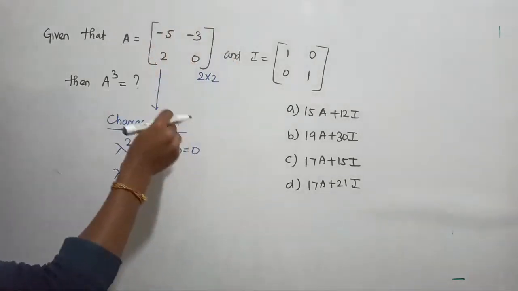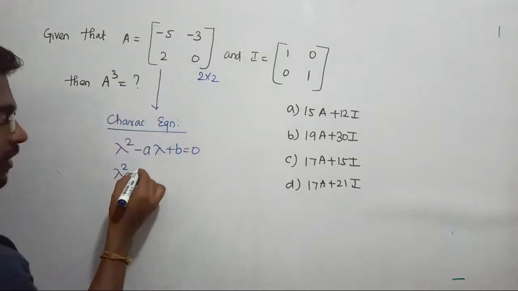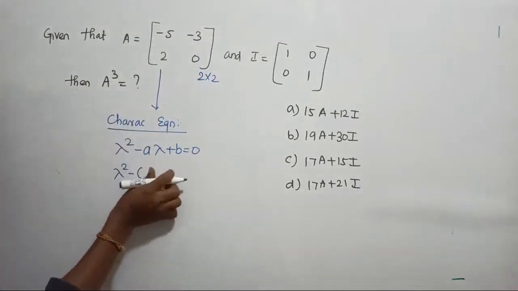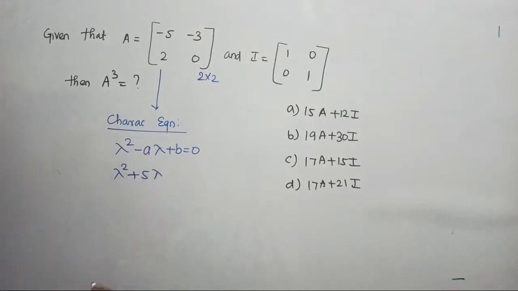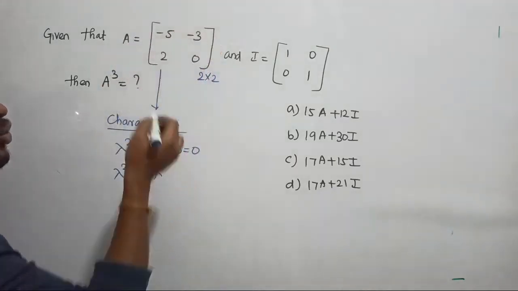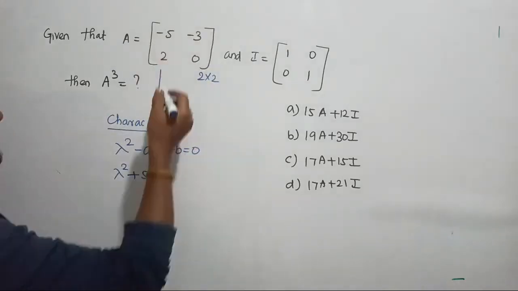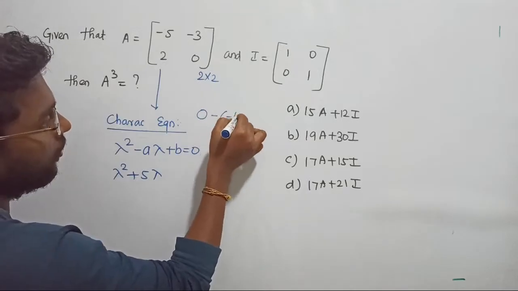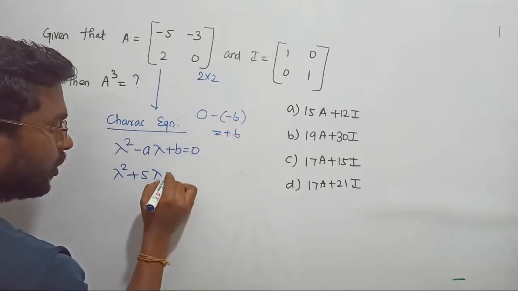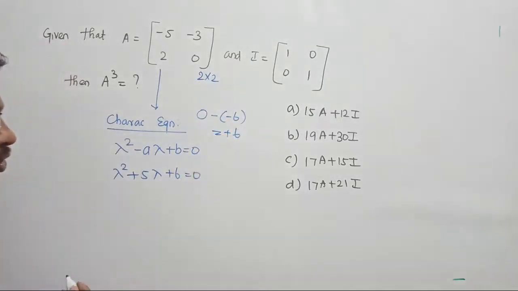Sum of diagonal elements. 0 minus 5 will give you minus 5. Already we have one more minus, such that it will become lambda square plus 5 times of lambda. What about b? b is the determinant of the matrix. Minus 5 into 0 will become 0, minus 2 into 3. 2 into minus 3 will give you one more minus 6. Guys, listen. While finding the determinant, product of diagonal minus product of off diagonal, that will give you plus 6. So it is going to be plus 6. It is equal to 0.